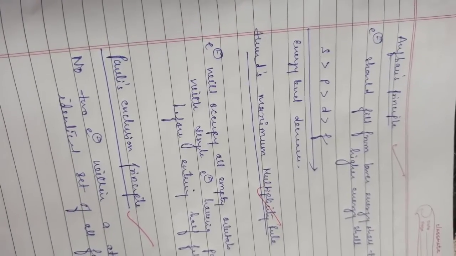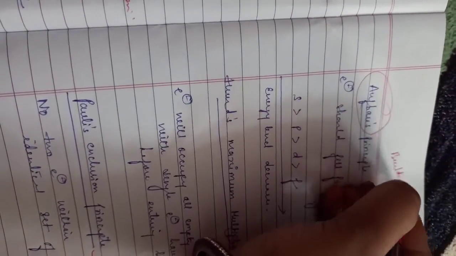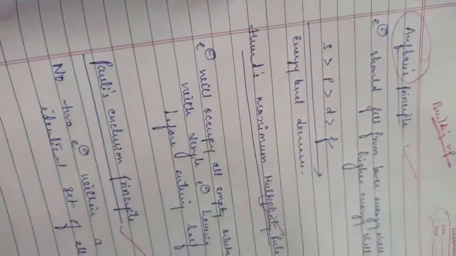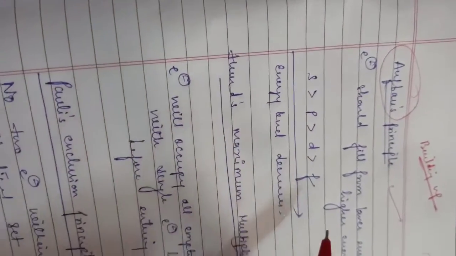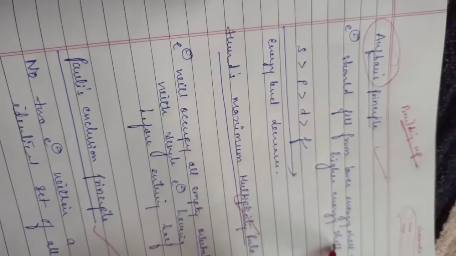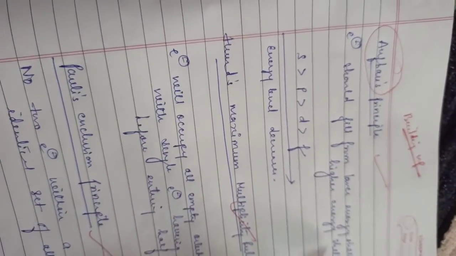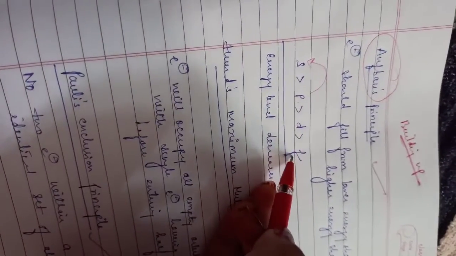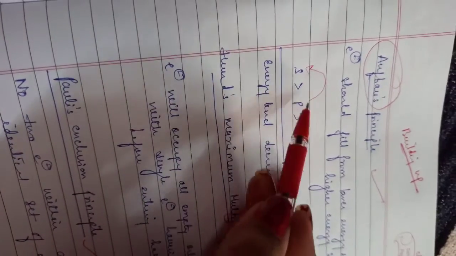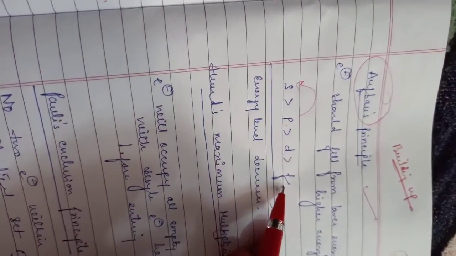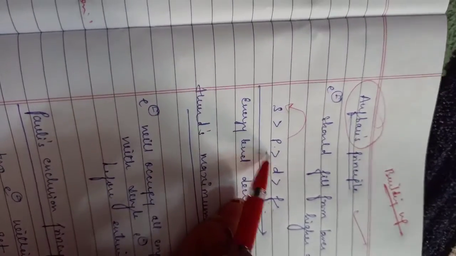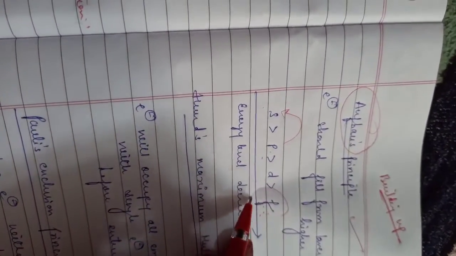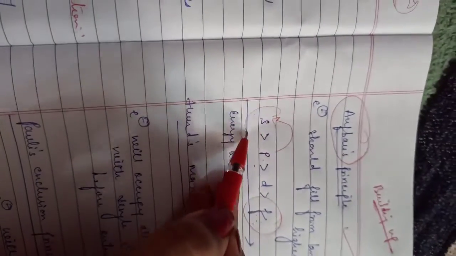This rule is Aufbau's principle. In Greek, Aufbau means building up. So Aufbau principle states that electron should fill from lower energy shell to higher energy shell. So first electron should go on those shell which is having lower energy, then next and then next. So electron should always fill in the order of S, P, D and F. So S will occupy first, then P, then D, then F. F is having the higher energy and S is having the lower energy. Okay children. Now let us move to the next rule.